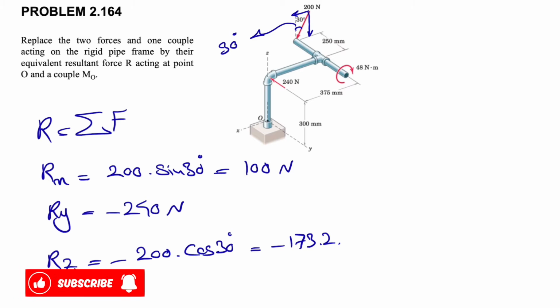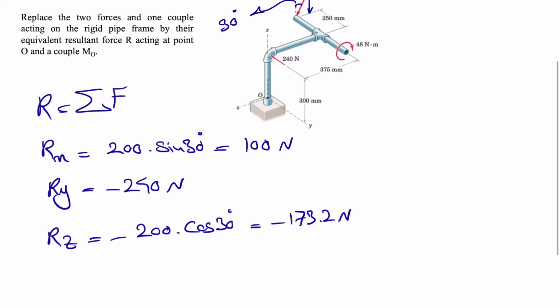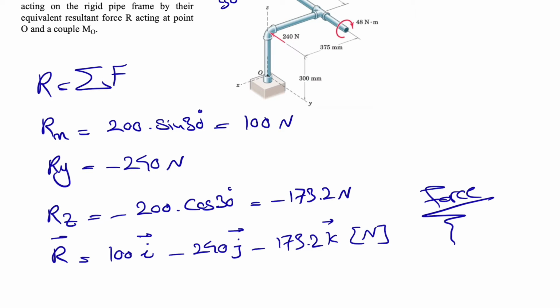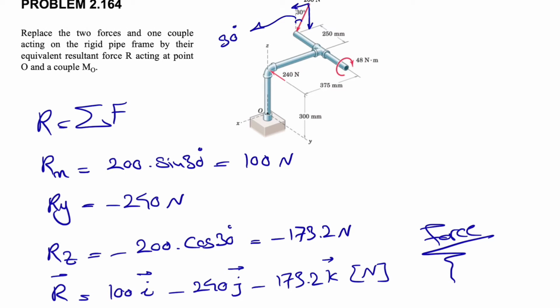So we found the x component, and we already showed that the y is only the 240 that we have, and also the 200 force has z component, which is negative, and it will be 200 times cosine of 30 degrees. If we calculate this, we'll get minus 173.2 Newton. And that's pretty much all we have for the R. So R has 100 Newton for X component, minus 240 Newton for Y component, and minus 173.2 for the Z component, and the unit here is Newton.